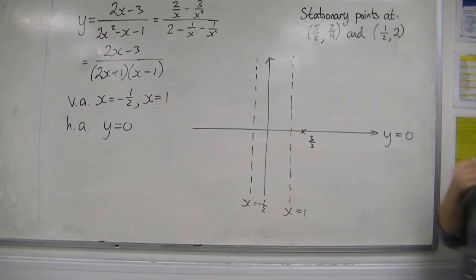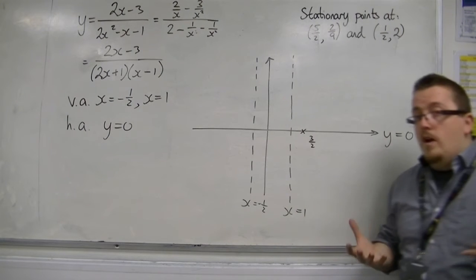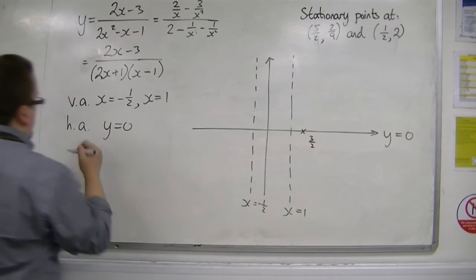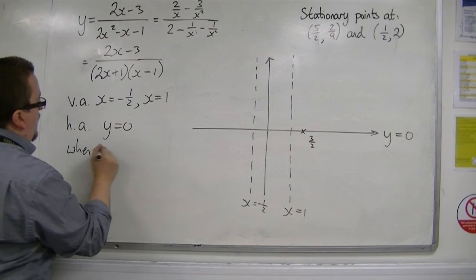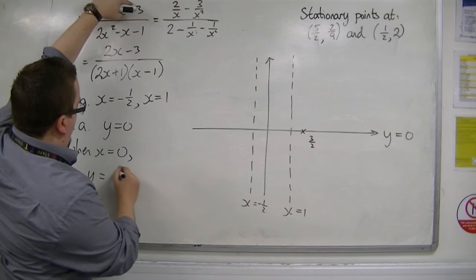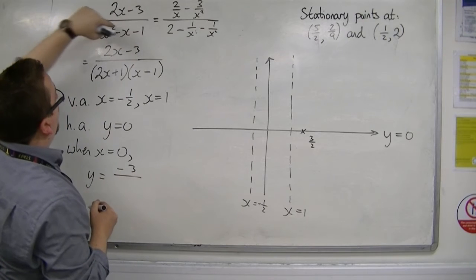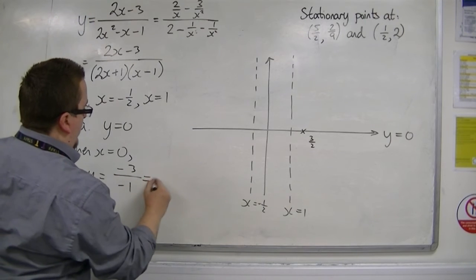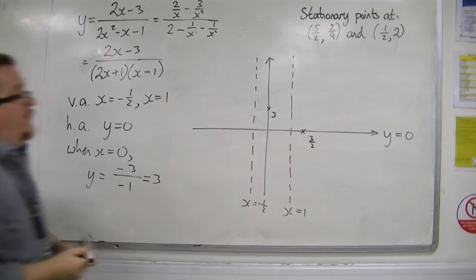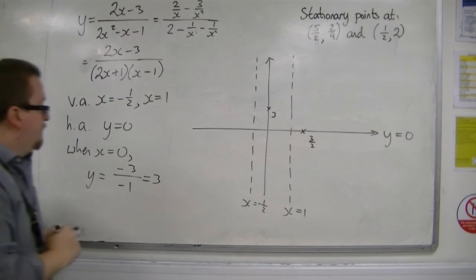Well, we've still got a little bit of information that we could find. We can work out where it crosses the y-axis, for example. That's when x is 0. So when x is 0, y is going to be minus 3 on the top, and minus 1 on the bottom, so that'd be 3. So we know that it crosses at 3 on the y-axis.